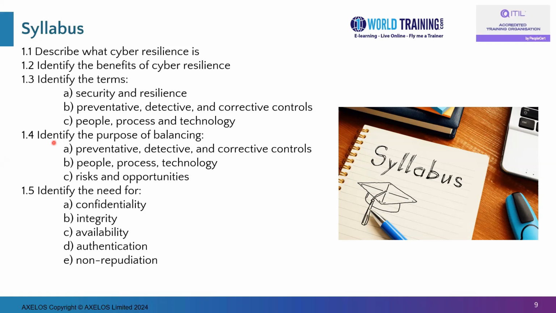Then, as I mentioned earlier, the balancing of the 3 types of controls, and also balancing people, process, and technology. For example, if one type of control is less effective, the other control can compensate a bit. So if processes are weak, then people can strengthen a bit from their side. And then also understand the concept of risks and opportunities. And then there are some key terms such as confidentiality, integrity, availability, authentication, and non-repudiation.